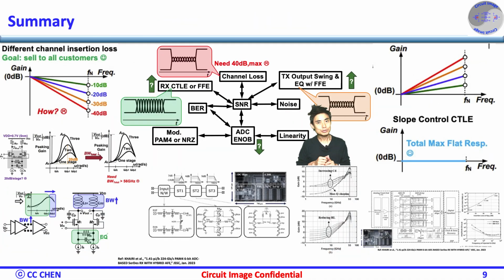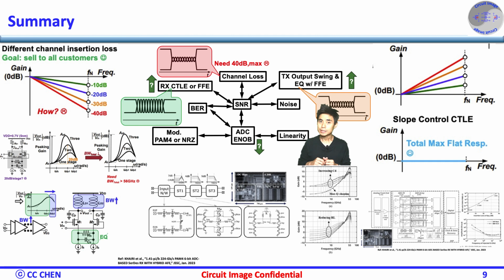Here are the summarized images showing why we need the slope control CTLE in ADC-DSP PAM4 RX. To meet different channel insertion loss, we may need higher ADC resolution, but the power could be very high at the ADC for 224 gigabit per second PAM4. To reduce the ADC resolution, we can improve the analog front-end CTLE and reduce the residual ISI such that it helps reduce the dynamic range requirement from the ADC and reduce the required ADC resolution to just 6 bits.